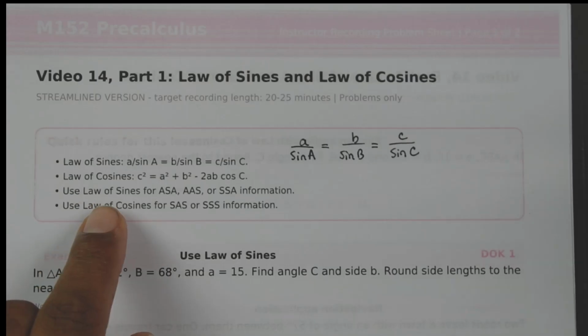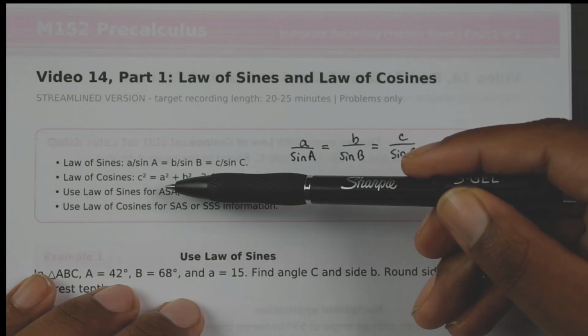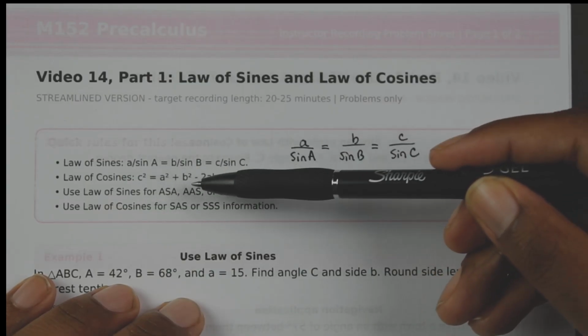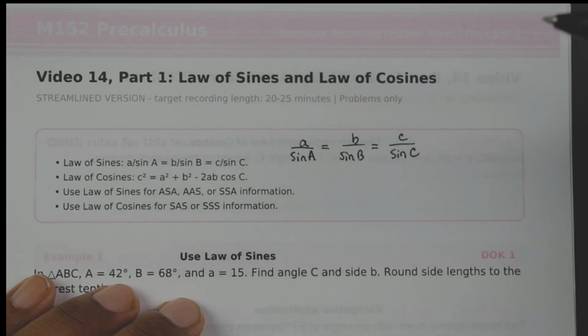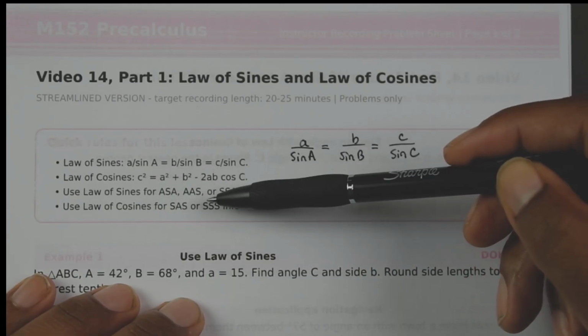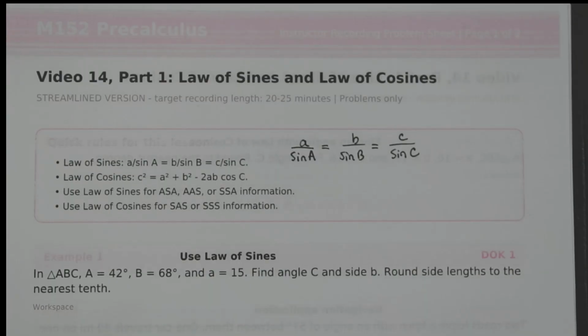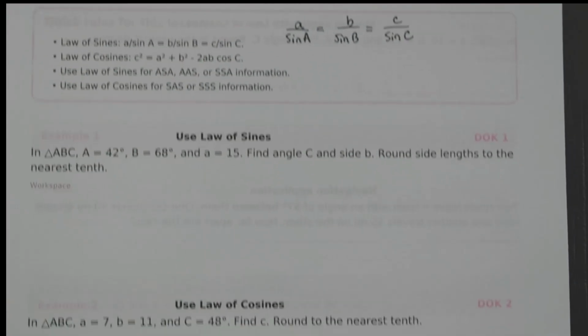When we use the law of sines, it's contingent upon these three things. We can either have angle, side, angle, angle, angle, side, or side, side, angle information. If we have that, then we want to use the law of sines. The law of cosines is for side, angle, side, or side, side, side information. So depending upon whichever one we have, we need to use either this one or this one. Okay. All right, let's get started.